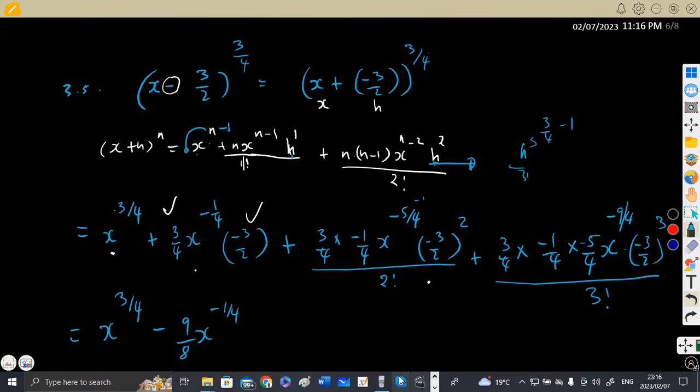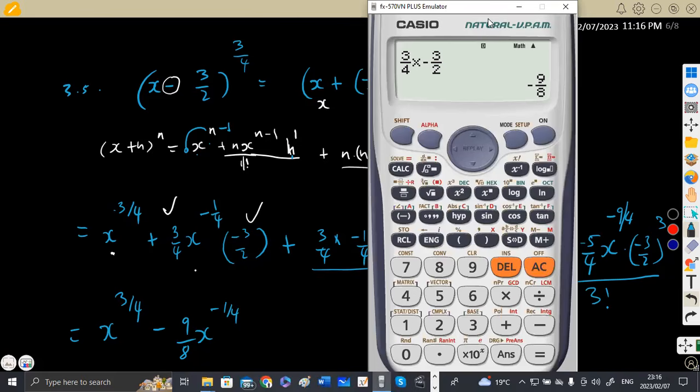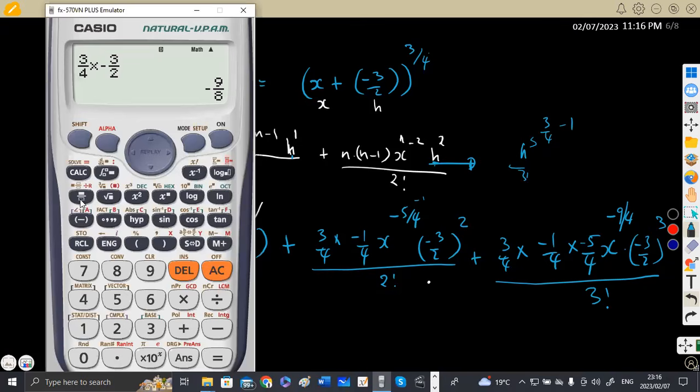You simplify the part, so you just have to introduce a fraction here. All right, so let's see if we have to put a fraction. That's 3 over 4, right? 3 over 4 multiplied by negative 1 over 4. So that's negative 1 over 4.